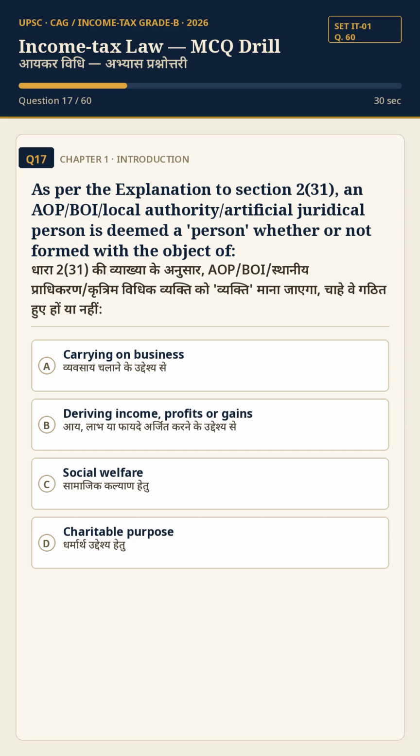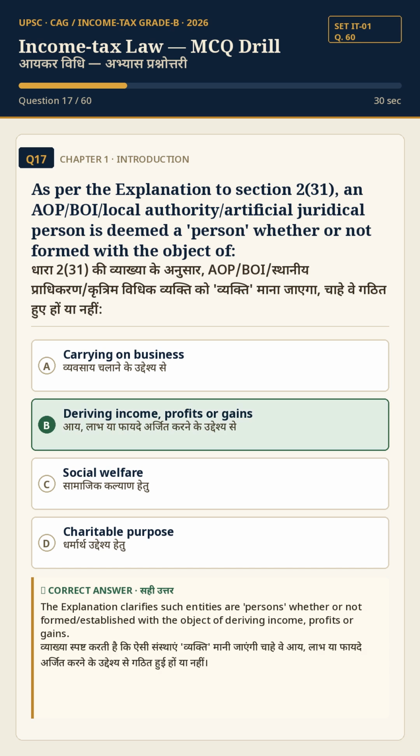The correct answer explanation. The explanation clarifies such entities are persons whether or not formed or established with the object of deriving income, profits or gains.